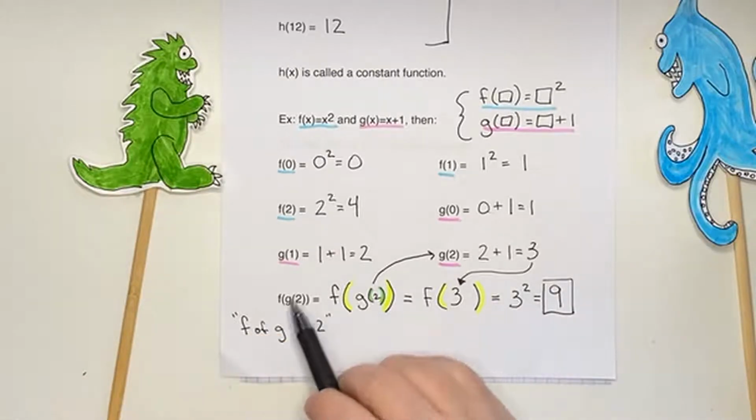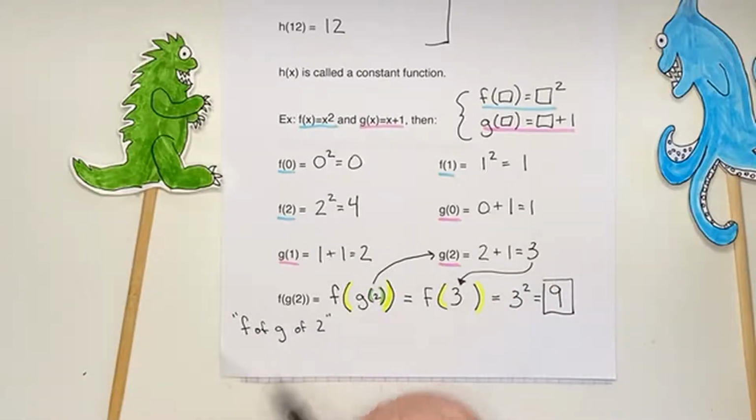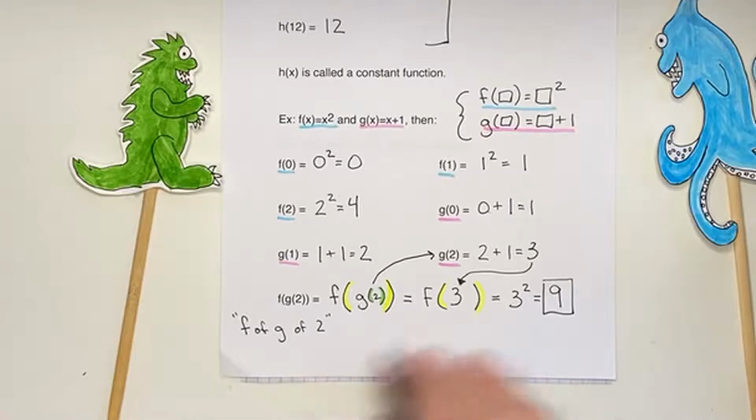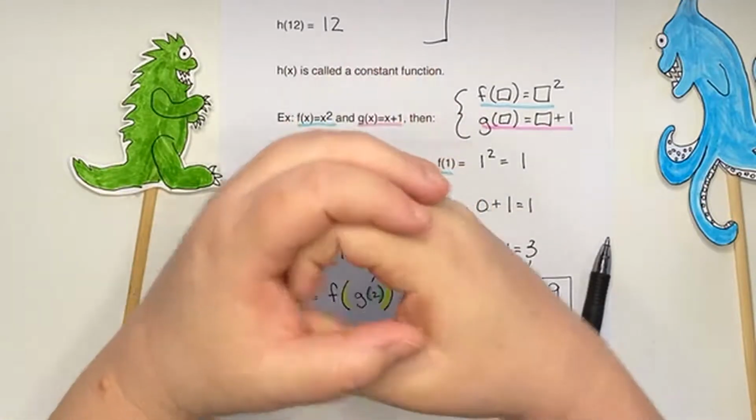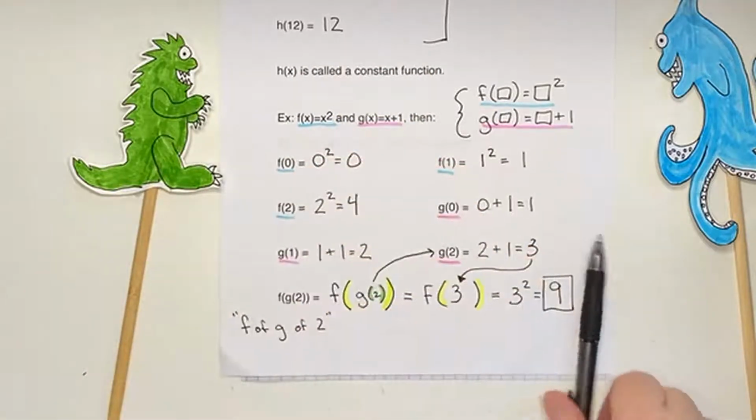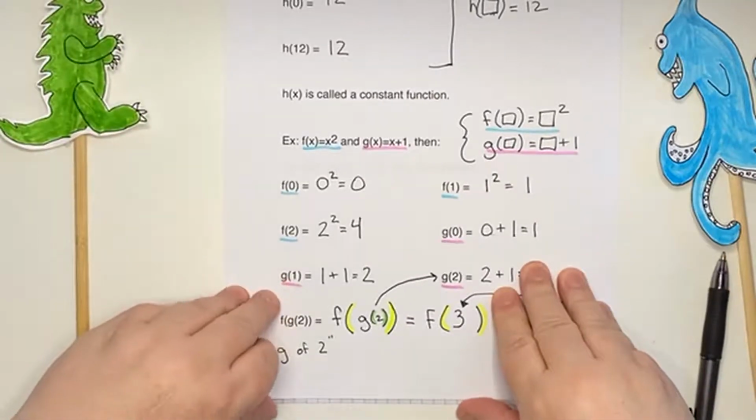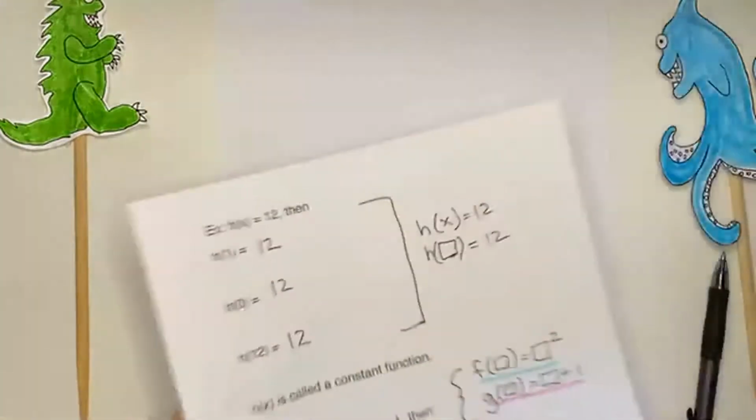Okay, this is called composition of functions. Composition of functions. When you take a function of another function, there's an outside function and an inside function. Okay, you guys are doing good. This is not easy stuff.